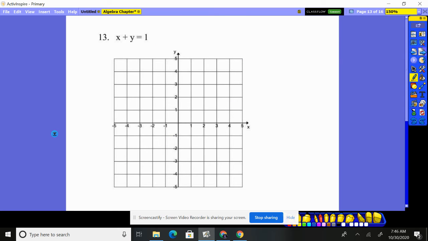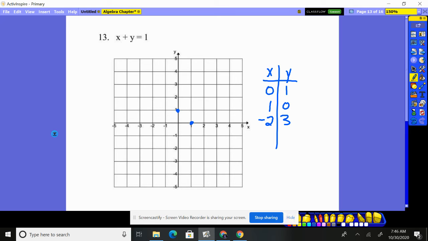13. Now, got to make a t-chart. So we're going to make a t-chart. X is 0, Y is 1. X is 1, Y could be 0. Well, what about -2? -2 plus 3 would work. So there are some points. Over 0, up 1. Over 1, up 0.